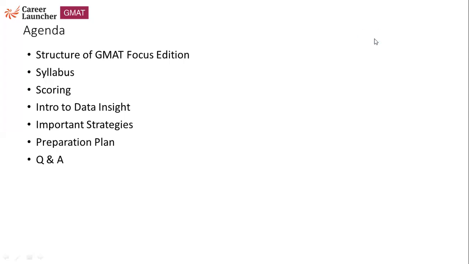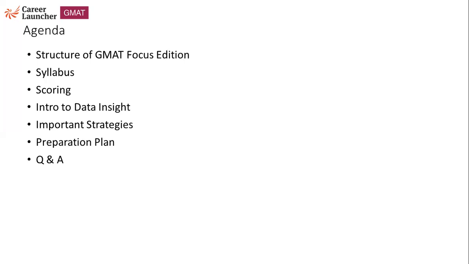What is the structure of the exam, the syllabus which is tested on the Focus Edition, what is the scoring all about, how does the GMAT score, what is the adaptive nature of the test, an intro to the DI section, that is, what are the types of questions under the DI section, important strategies for solving the questions, and a preparation plan: how do we see the preparation to be, what are the broad steps you should be taking for your preparation for the GMAT.